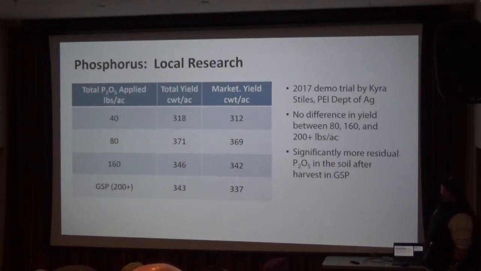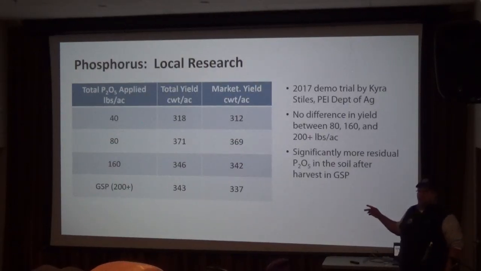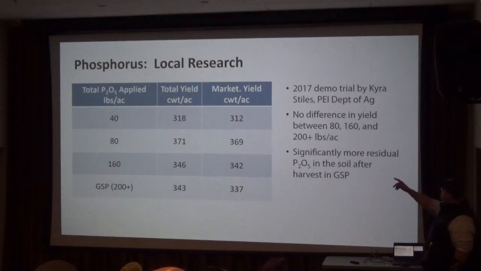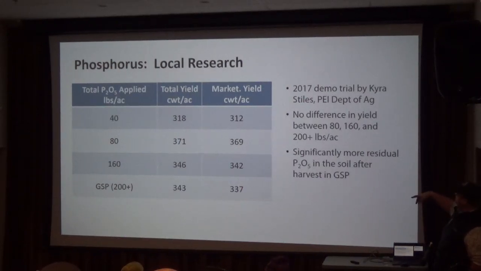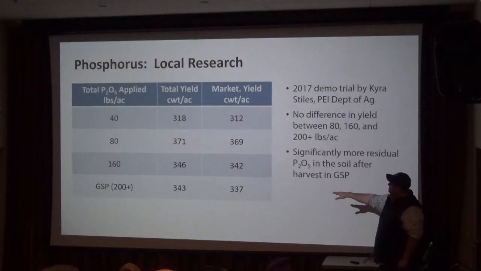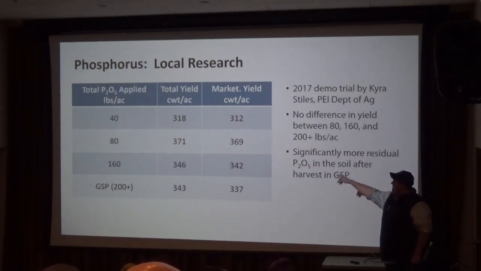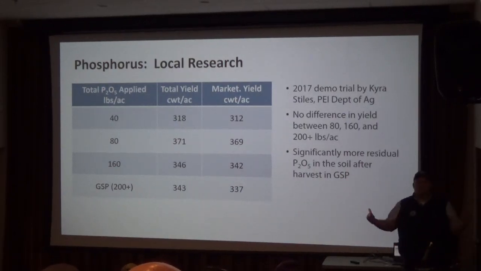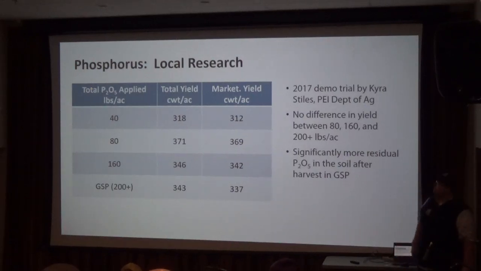Again, this is a trial Kyra did. She gave me this data. This was a few years ago. There was no statistical difference in yield, particularly at the higher rates, with reducing the phosphorus from over 200 pounds an acre down to 80. There's actually numerically better yield. It was statistically not different, but you know, there's no difference. There might be slightly less yield at that 40 rate, but again, there's no statistical difference there.